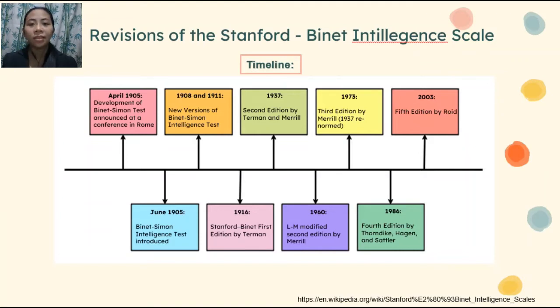1937: second edition by Terman and Merrill. 1960: LM, modified second edition by Merrill. 1973: third edition by Merrill, with 1937 re-normed. 1986: fourth edition by Thorndike, Hagen, and Sattler. 2003: fifth edition by Roid.